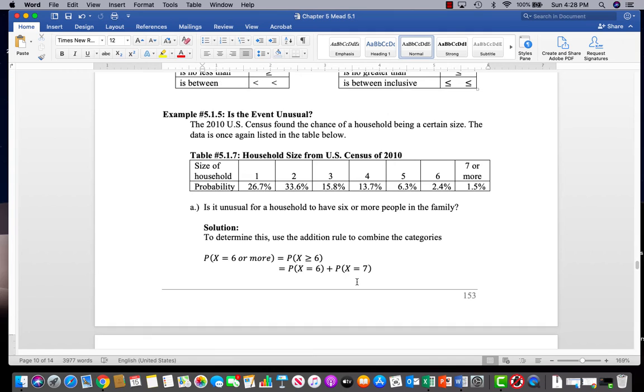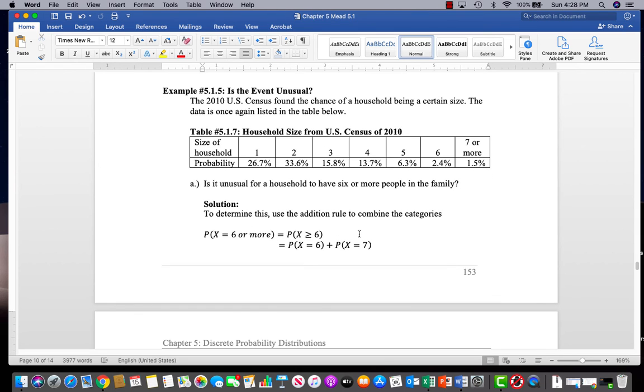is the event unusual? So this is back to that 2010 US Census data, same table we've had before. And so is it unusual for a household to have 6 or more people in the family? Well, for 6 or more, here's 6, 2.4%. 7 or more is 1.5%. We have to combine these. The or means we have to add.